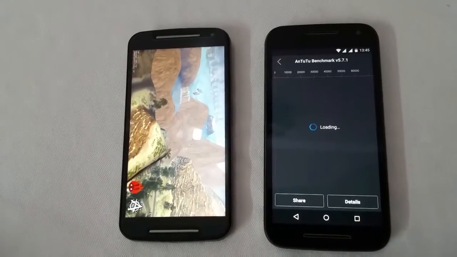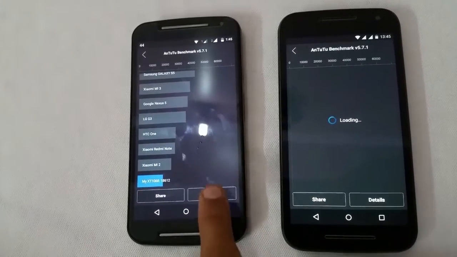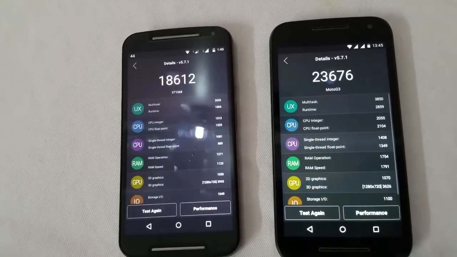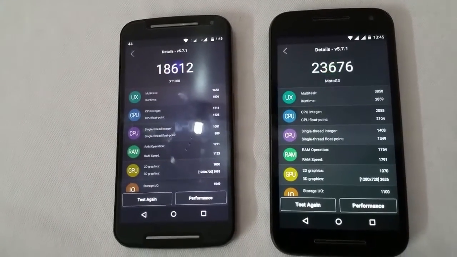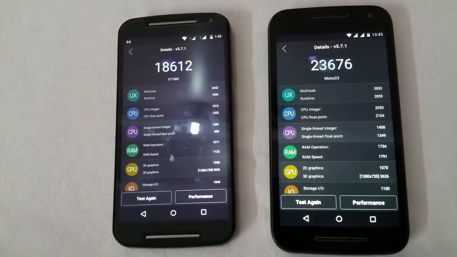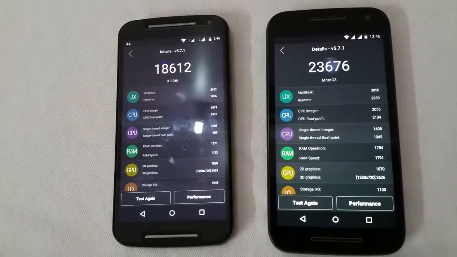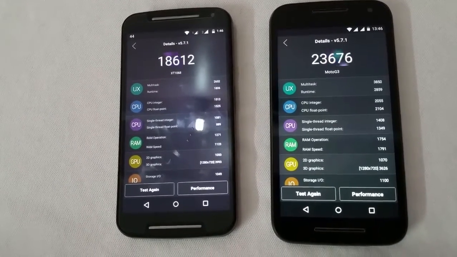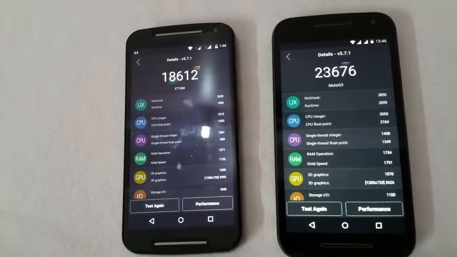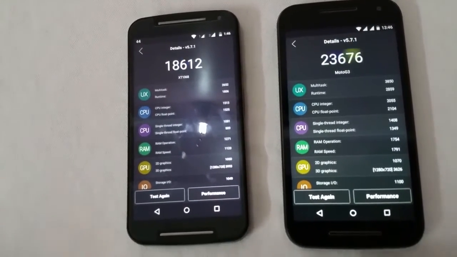Let's check what the second generation got. Let's check details for both of them. 23,676, that's the score for the Moto G third generation. Hats off to Motorola, they made a really good product. But when we come to the second generation, 18,612. So of course it's lesser than the third generation.